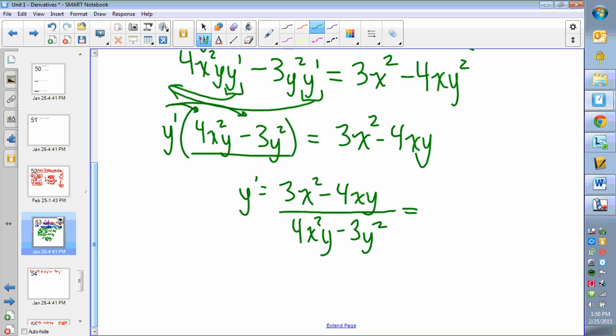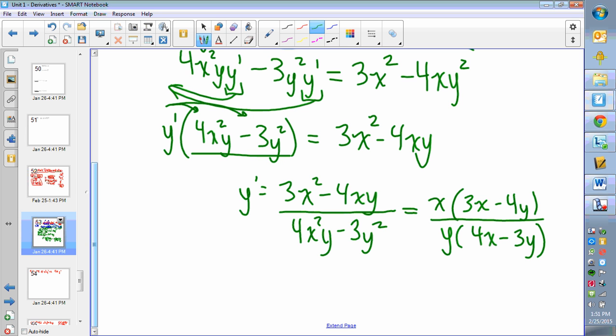The only other thing I see to do, it doesn't get you anything, but you could take out a common factor, as leaving the common factor in there just feels dirty. So you take an x out and you get 3x minus 4y. And on the bottom, you take a y out and you get 4x minus 3y. Nothing else really cancels, so you'd leave it that way. And that's your y prime. That is your derivative using implicit differentiation.